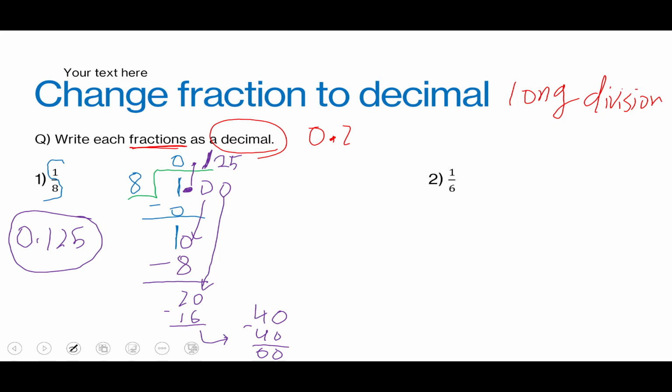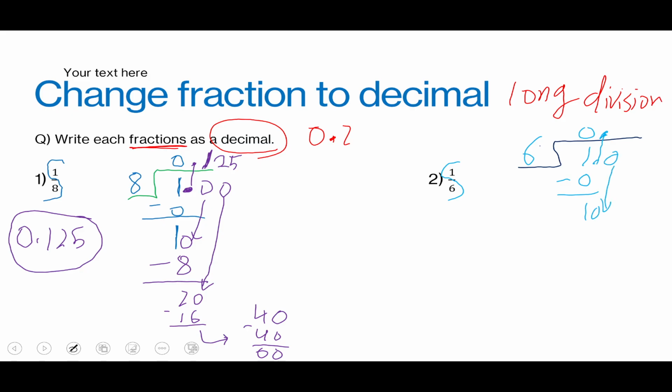Second example, we have the second one. We have 1 over 6. Long division, the first step. The second one, draw the S letter like this. 1 is inside, 6 is outside. How many 6 in 1? 0. 0 times 6 is 0. Minus them, it's going to be 1. Put the point straight up.